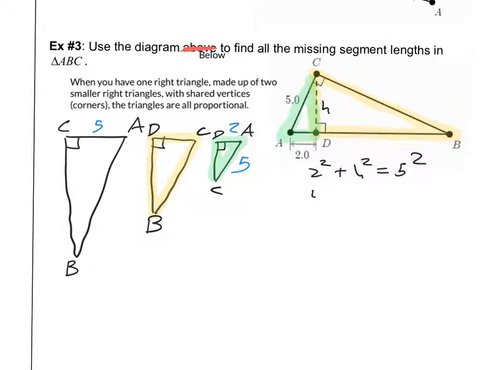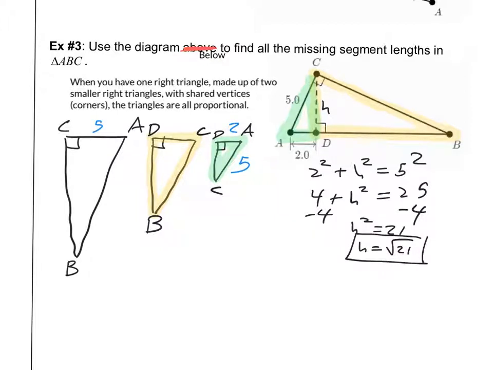So 2 squared is 4. H squared is just H squared. And 5 squared is 25. Subtract 4. Subtract 4. And so I get that H squared is equal to 21. Or H is simply the square root of 21. Whatever that is. So I'm going to put that over here, that this is the square root of 21. Well, and I'll put it here too. Well, remember, that's CD, and we have another CD here. So we can label that square root 21.